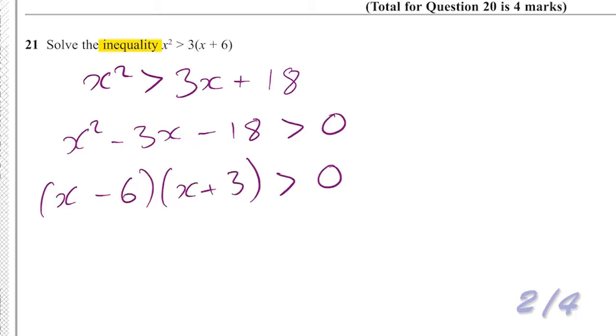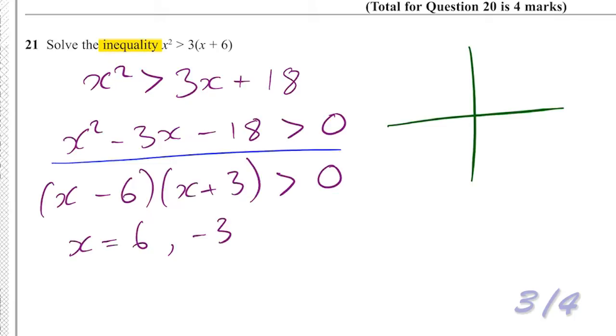So we found our two roots, x must equal 6 and minus 3. When you're solving inequalities, it's a little bit more complicated than that. We found the 2 points where it equals 0. We haven't found out where it's greater than 0. So let's have a little think about what the graph might look like.